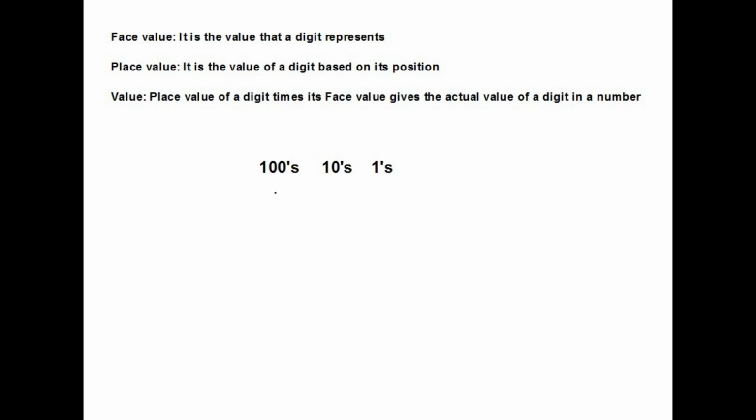Let's take our example value 111 and let's find the face value, place value and actual value of each digit. This digit represents the value of 1, therefore its face value is 1, and that's same for all the 3 digits. But since this digit has a place value of 100, therefore its actual value is 100.